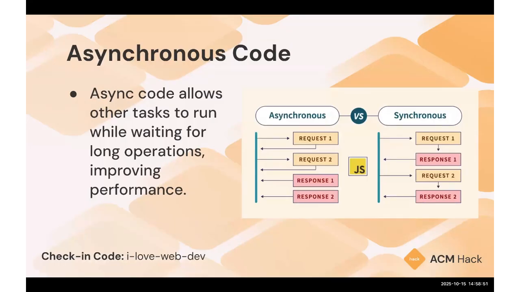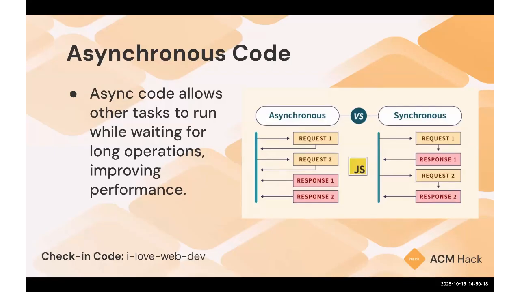We'll move on now to asynchronous code. Asynchronous code is a really important concept. It allows us to run other tasks while waiting for others to finish, which improves performance. You can see in the graphic that we want to make multiple requests at once without waiting for the response from each one. In the synchronous code, when I first make request number 1, I have to wait for a response before I can make request number 2.